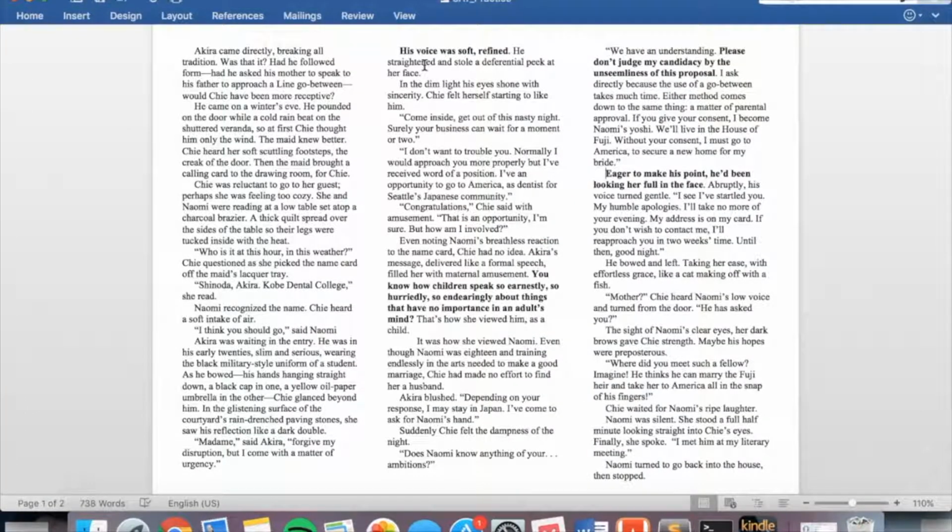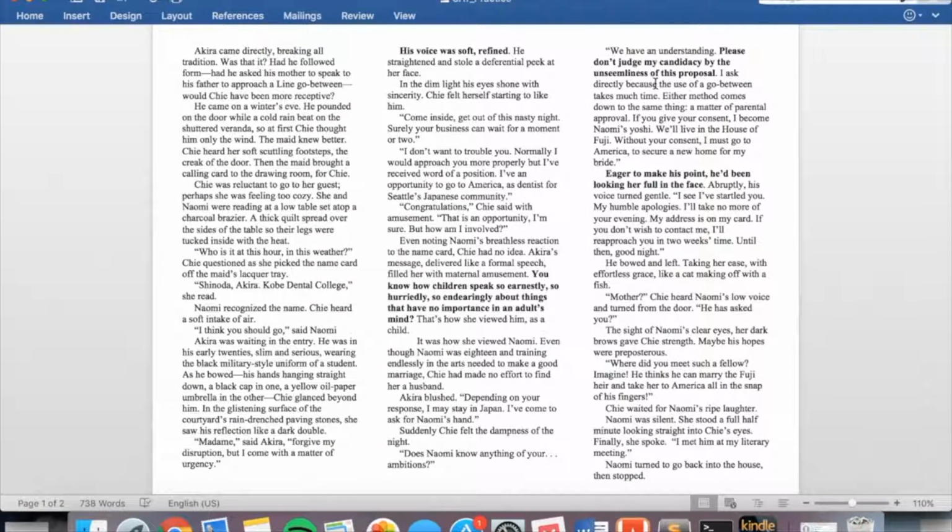So here are the 4 answers here. "His voice was soft, refined." This is A. This doesn't have anything to do with anything. B, "you know how children speak," etc., etc. So this does talk about being earnest and children who are immature. So that's evidence for a different answer that we did not answer.